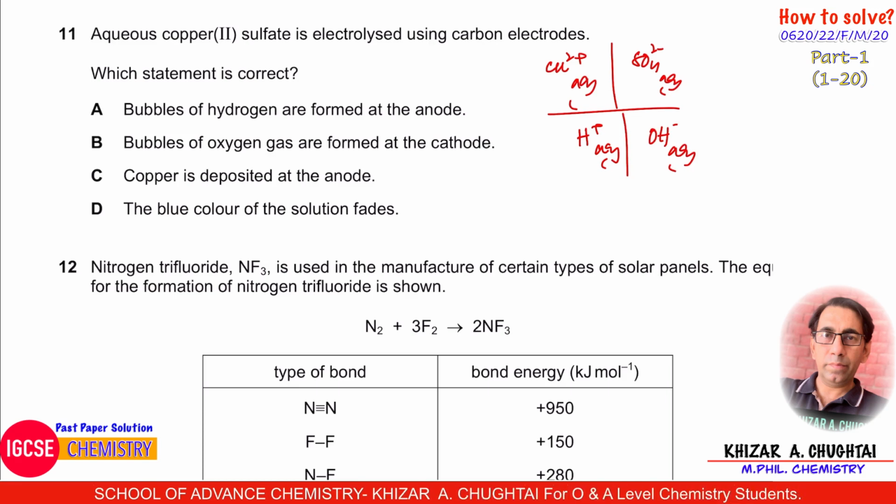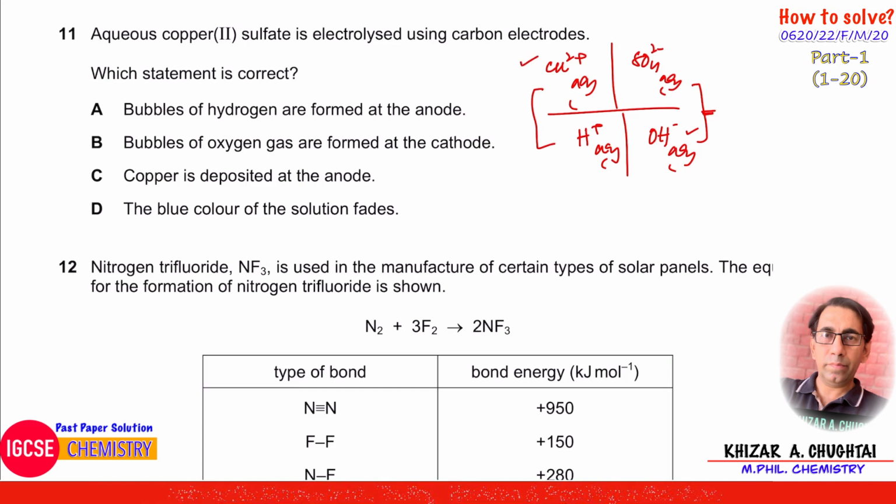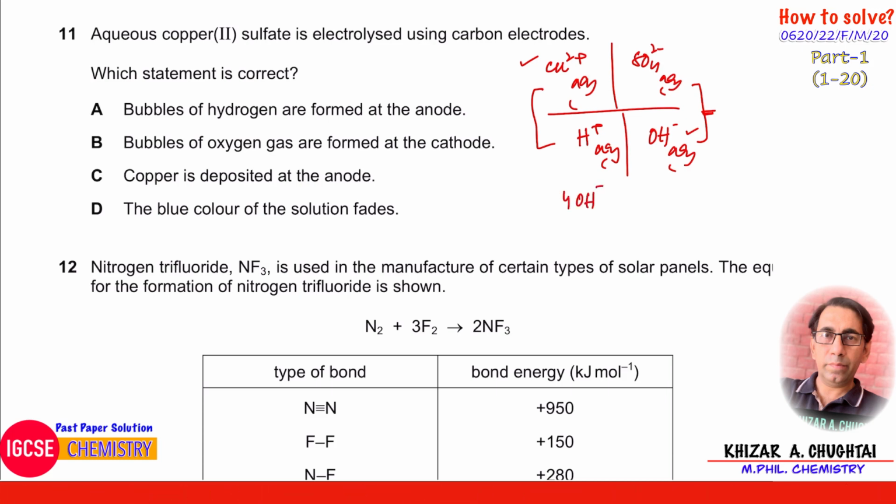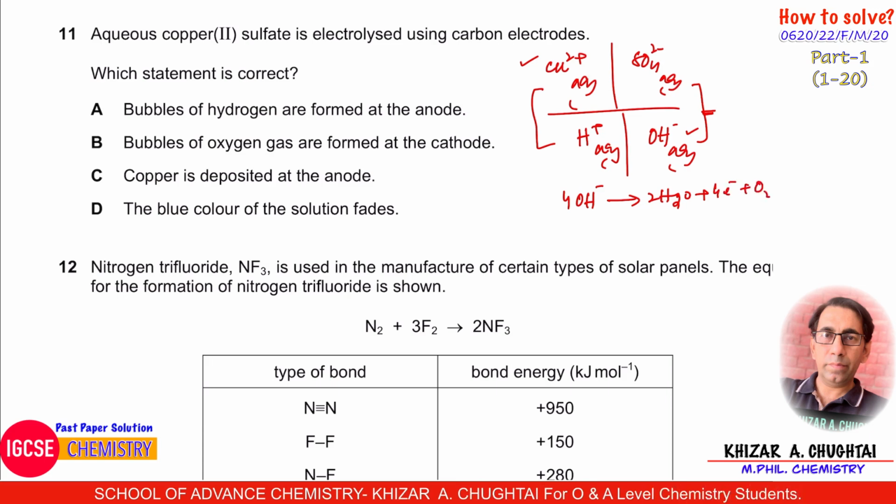So from the negative ions, which one is the winner ion? That is the OH- ion. And which positive ion will be the winner at the cathode? That is the copper one. So, bubbles of hydrogen are formed at the anode? No, at the anode OH- ions will make oxygen gas. 4OH- goes to 2H2O, 2 moles of H2O, and 4 moles of electrons and 1 mole of oxygen, and it's a balanced equation. So the first one is the wrong one.